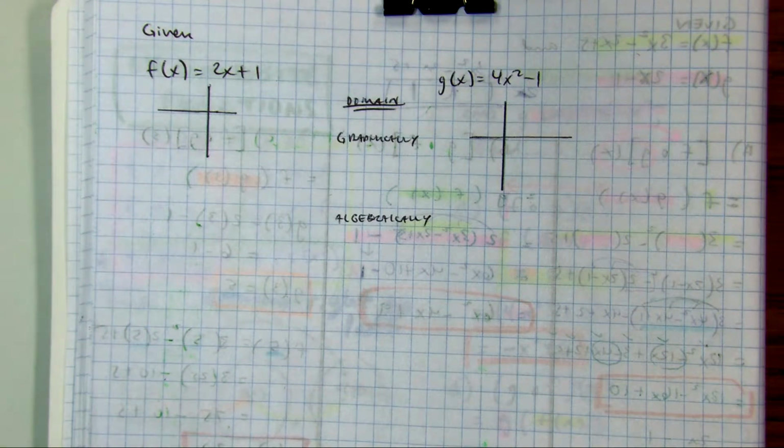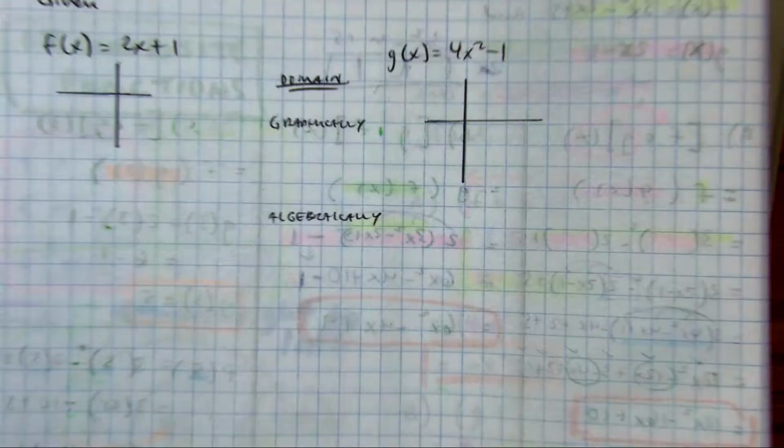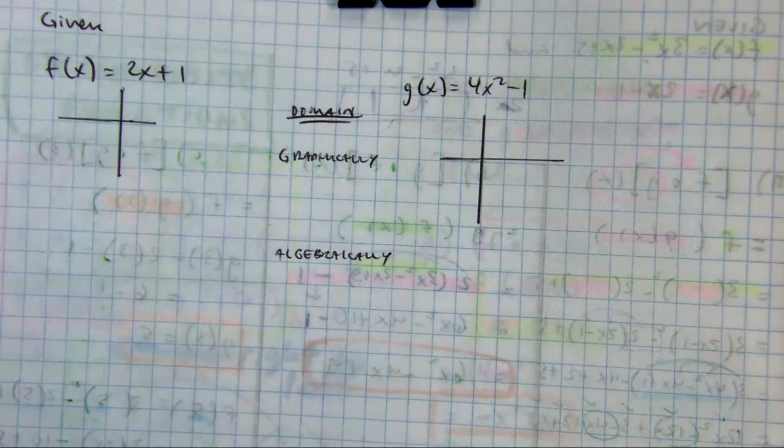Cynthia, F or G? F. What does the graph look like?